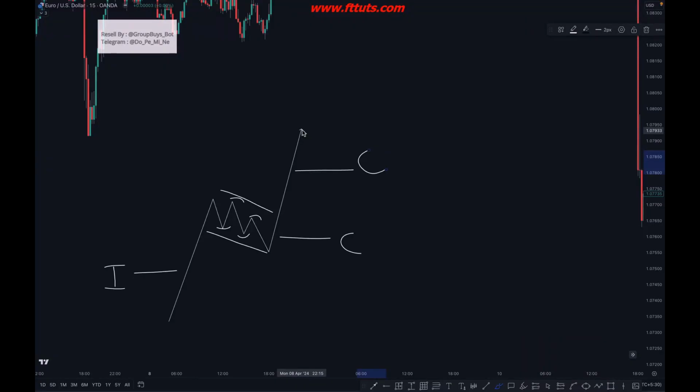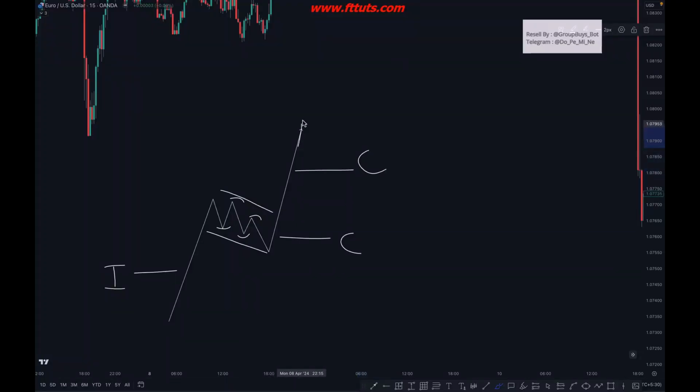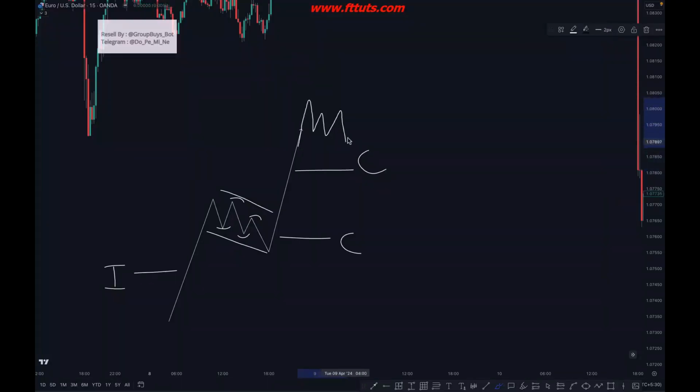I will explain that in a putting-it-all-together video. In this chapter, you need to understand what impulse and correction are and how we can identify them. Again, the market creates a corrective phase and then a continuation. Again, what are we looking for here? Again a correction, something like this, and again continuation to the upside.